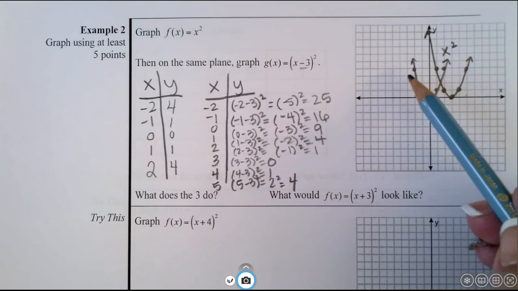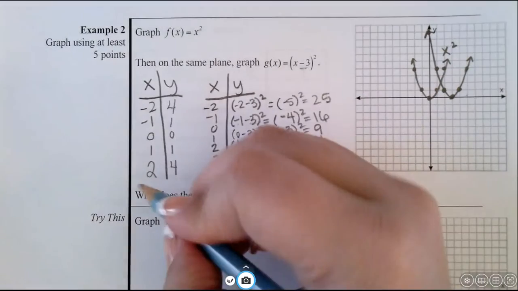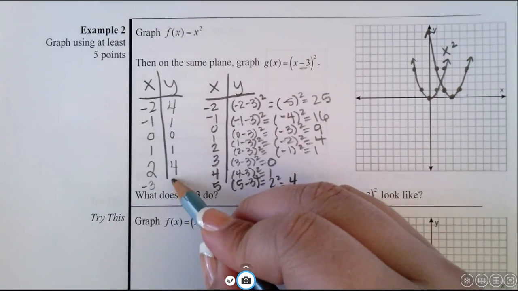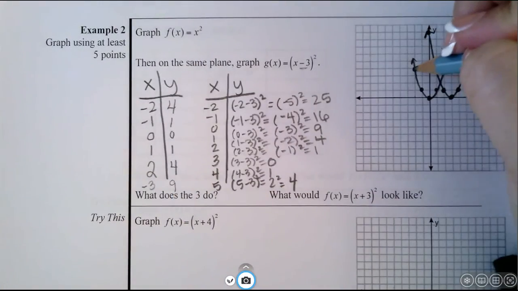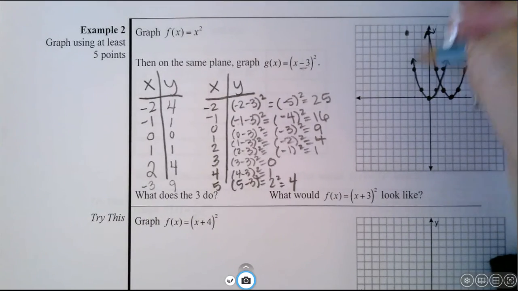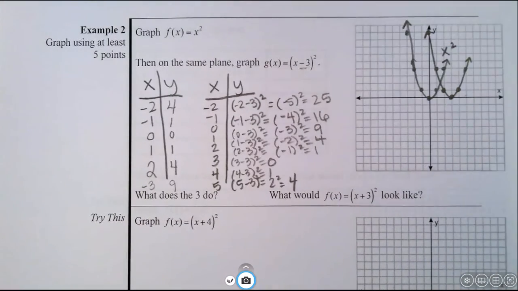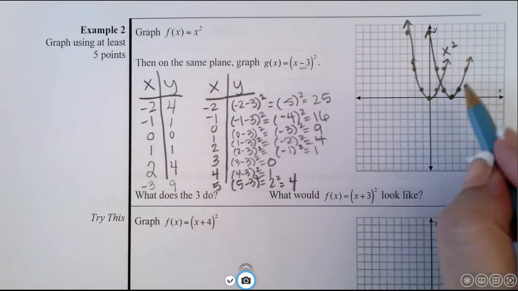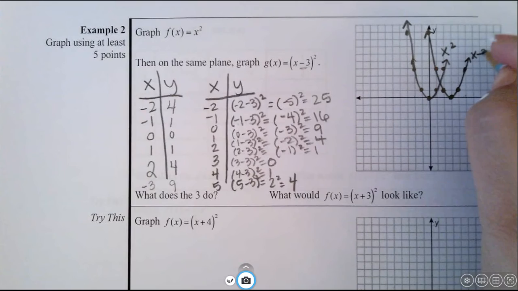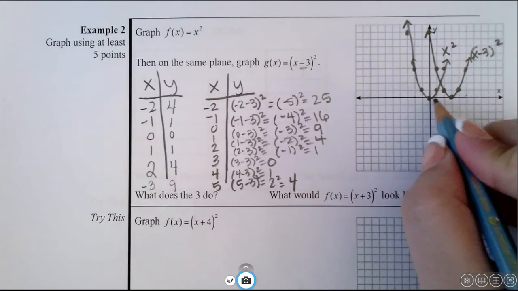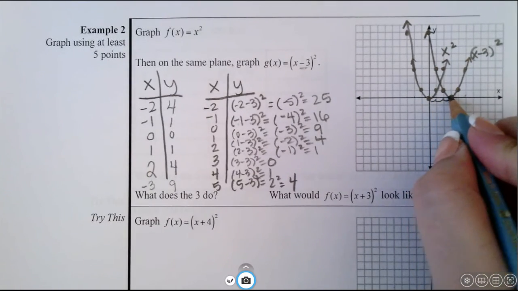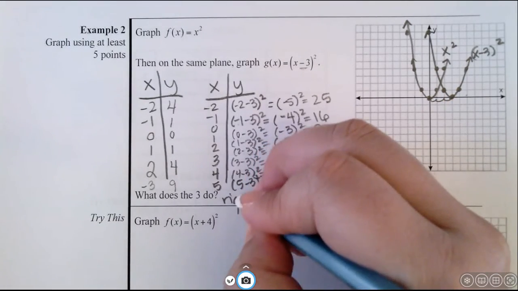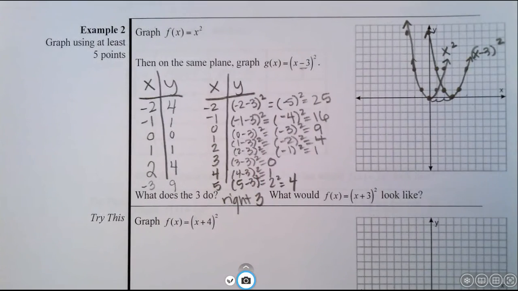So what would happen if we went to negative 3? What would happen if we had negative 3 here? Well, negative 3 squared is 9. So what actually happens is we can see that these are indeed exactly the same shape. However, this x minus 3 squared has been shifted 1, 2, 3 units to the right. So this went to the right by 3.